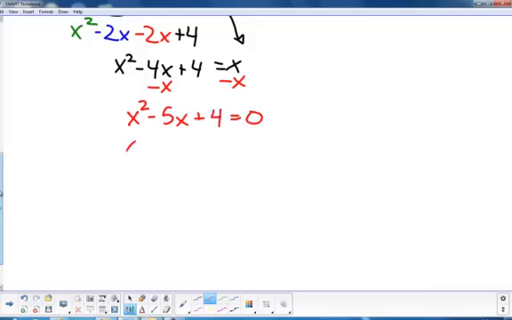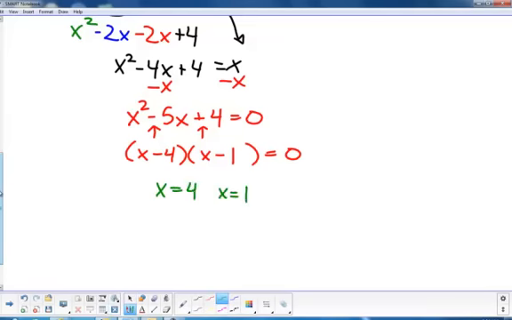And then the two numbers that multiply to give you 4, that add to give you -5, are -4 and -1. It has to be two negatives because it multiplies to give you a positive and adds to give you a negative. So our two solutions are 4 and 1.